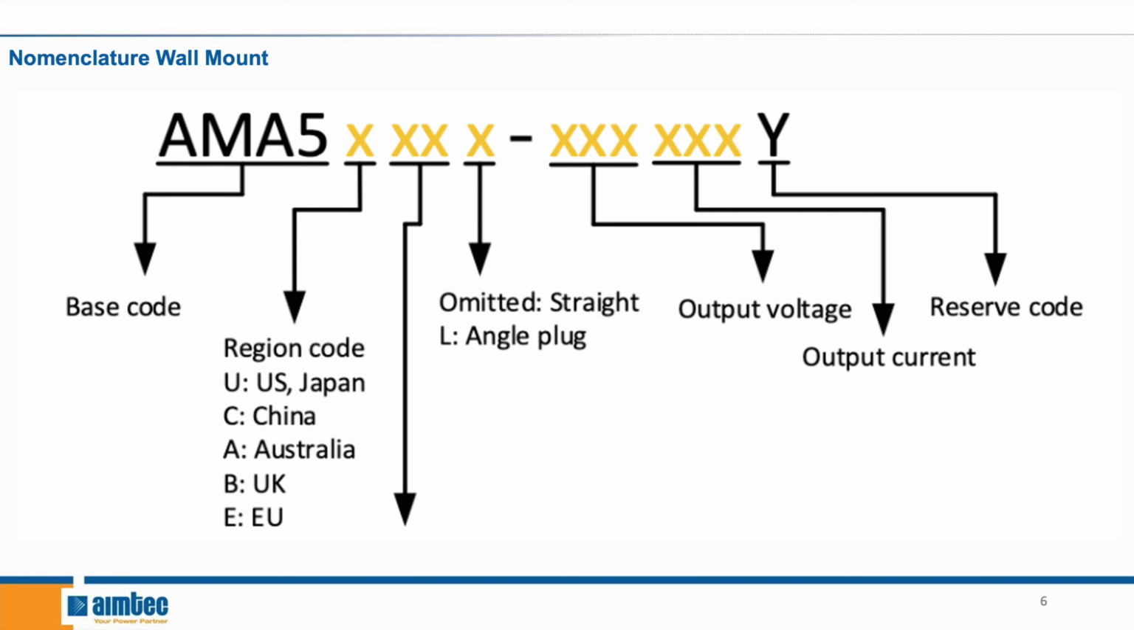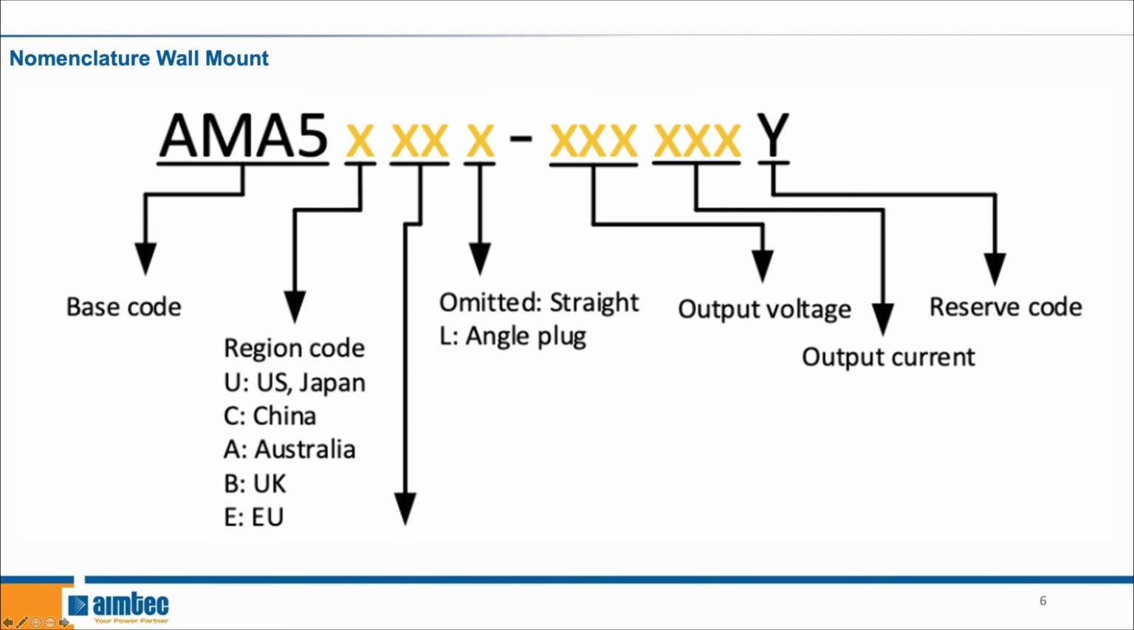Now moving on to the nomenclature for a wall mount adapter. All of AIMTEC's adapters are going to start with the code AMA. The number 5 represents the power or the wattage. Then the next digit represents the region code. So U is for US and Japan, C for China, A for Australia, B for the UK, and E for the European Union. The next two digits are actually the plug type, which we'll go over on a future slide.